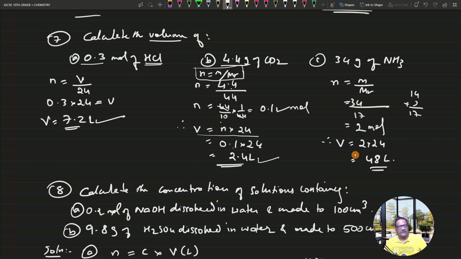But we have to find out volume. So volume will be equal to 2 times 24. So 2 times 24 means 48 liters. So this is the answer.